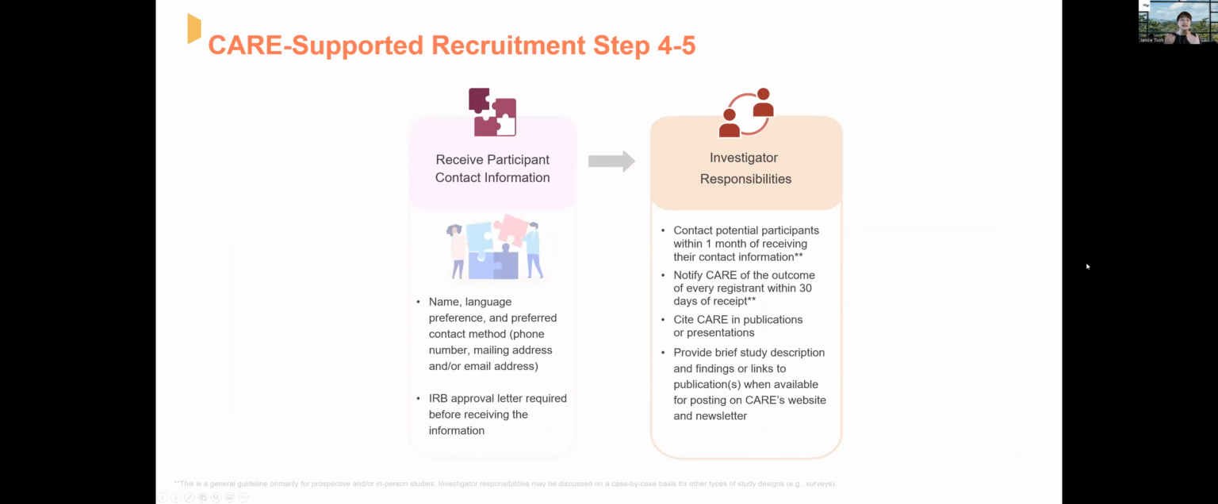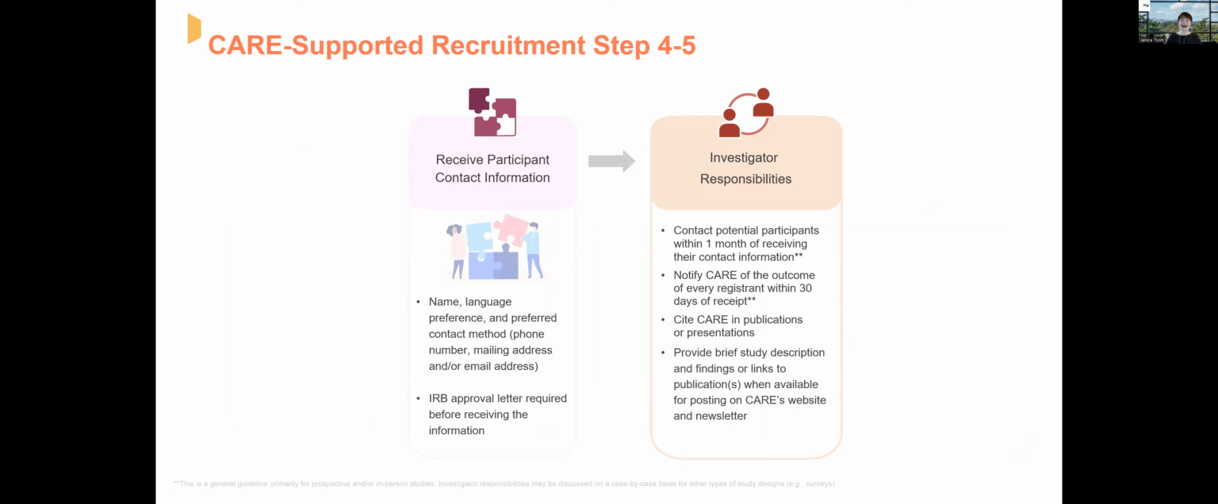So the fourth step would be receiving participant contact information. And what does it include? Name, language preference, for example, preferred contact method, and of course, IRB approval letter would be required before CARE can provide the requesting investigators any of the participant information.